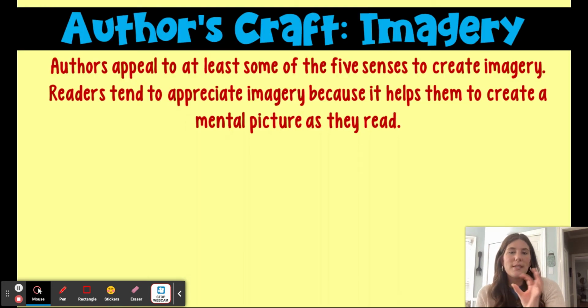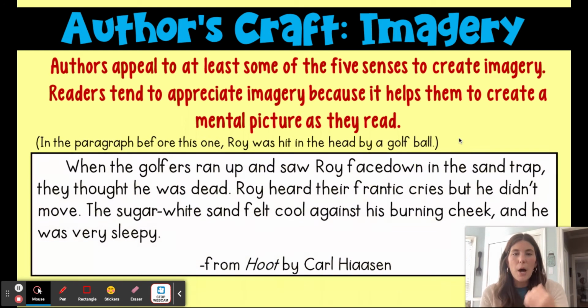So, we see this imagery idea is that authors appeal to at least some of our five senses to create imagery. So, either our sight, our smell, our taste, our hearing, and our touch. They may be really descriptive with their words to create this imagery where we can really see it come to life, and it helps with our mental picture.